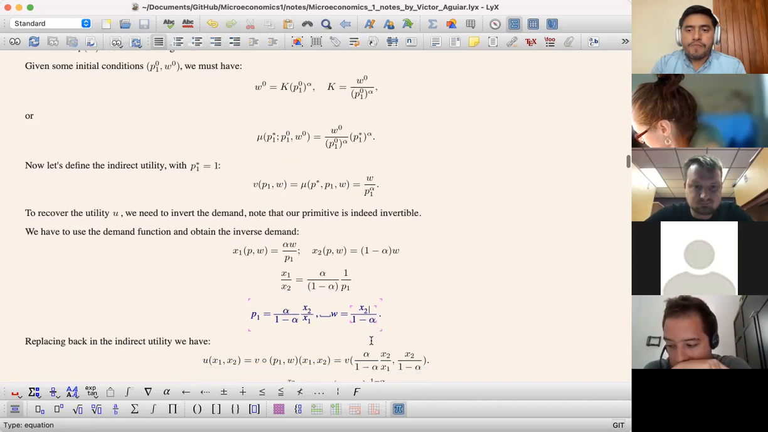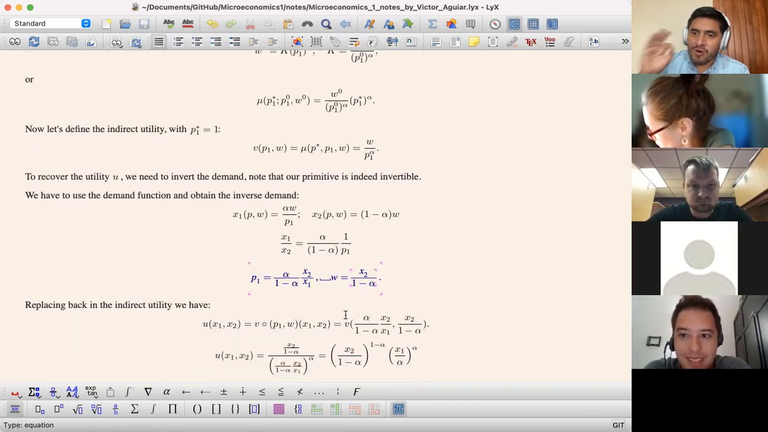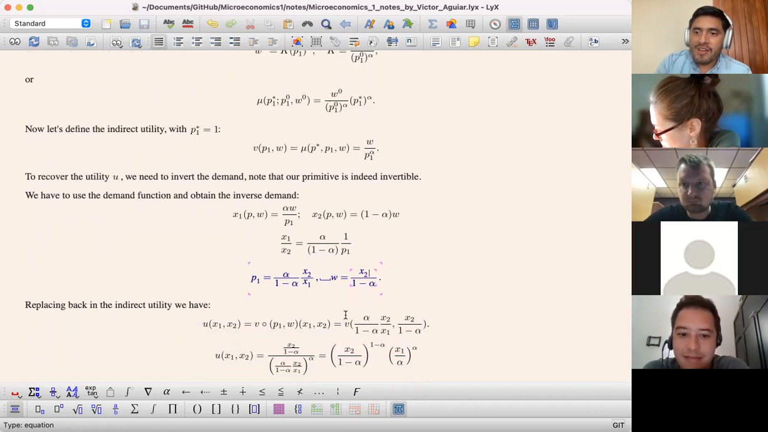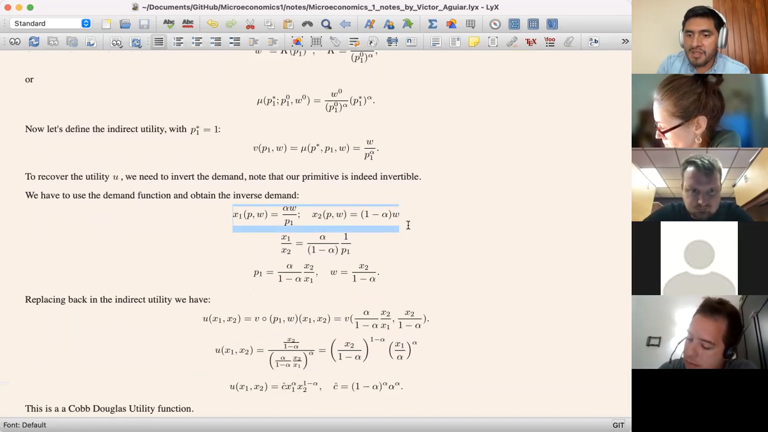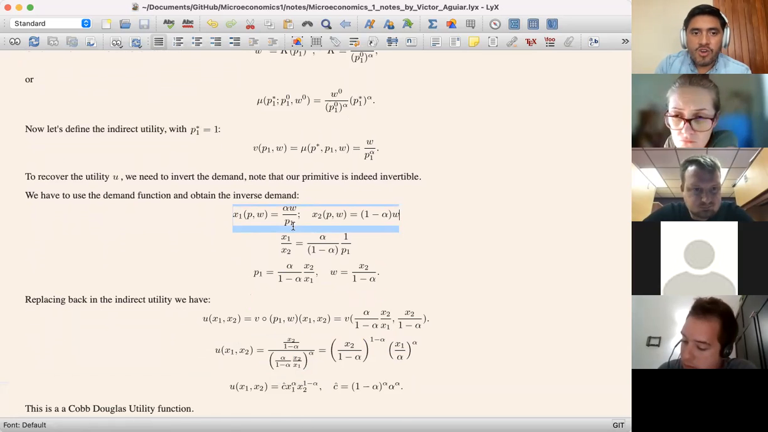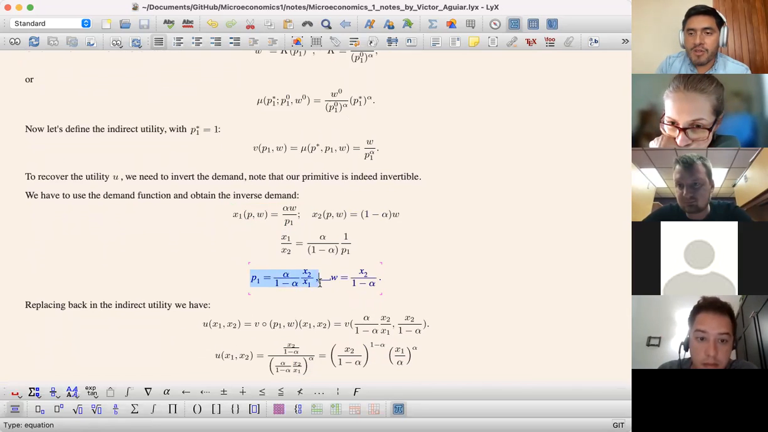Easy. Now, bear with me. I know it's long, I know it's hard, but we're almost there. So what do we do? Take the Cobb-Douglas demand, right? Invert it. What does it mean inverting? Solving for P1. So X1 is expressed as alpha times W divided by P1. Solve for P1. What do I get? I get alpha divided by 1 minus alpha times X2 over X1.